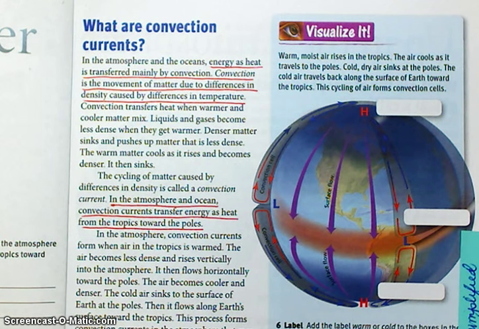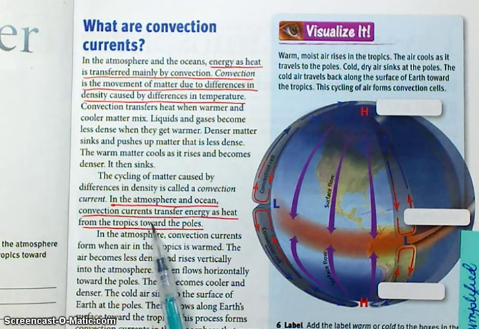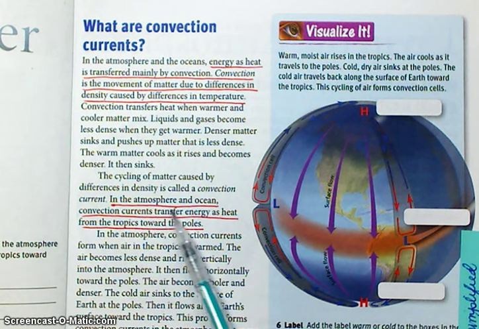Energy as heat is transferred mainly by convection. Remember that convection is the movement of matter due to differences in density, which is caused by differences in temperature. Warmer fluid is a little bit less dense, and so it tends to rise. Cooler fluid is a little bit more dense, and it tends to sink. Okay? And when we have a cycling of warmer, less dense, and cooler, more dense matter, then what we get is a convection current.